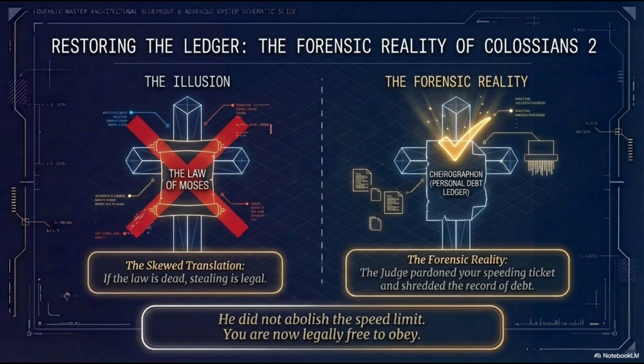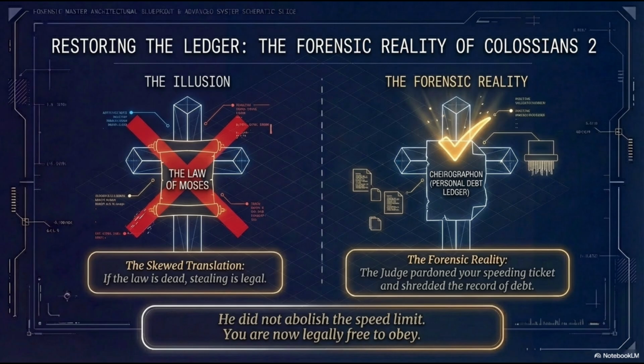That is a perfect parallel. According to this forensic audit, the cross didn't kill the law of Moses. It killed your criminal record. It nailed your specific ledger of debt, your chirographan, to the cross, freeing you from the legal penalty of your past transgressions so you can finally go out and obey the actual law properly. Which is the perfect organic transition into what the framework calls the hardware upgrade and the new meaning recovery.